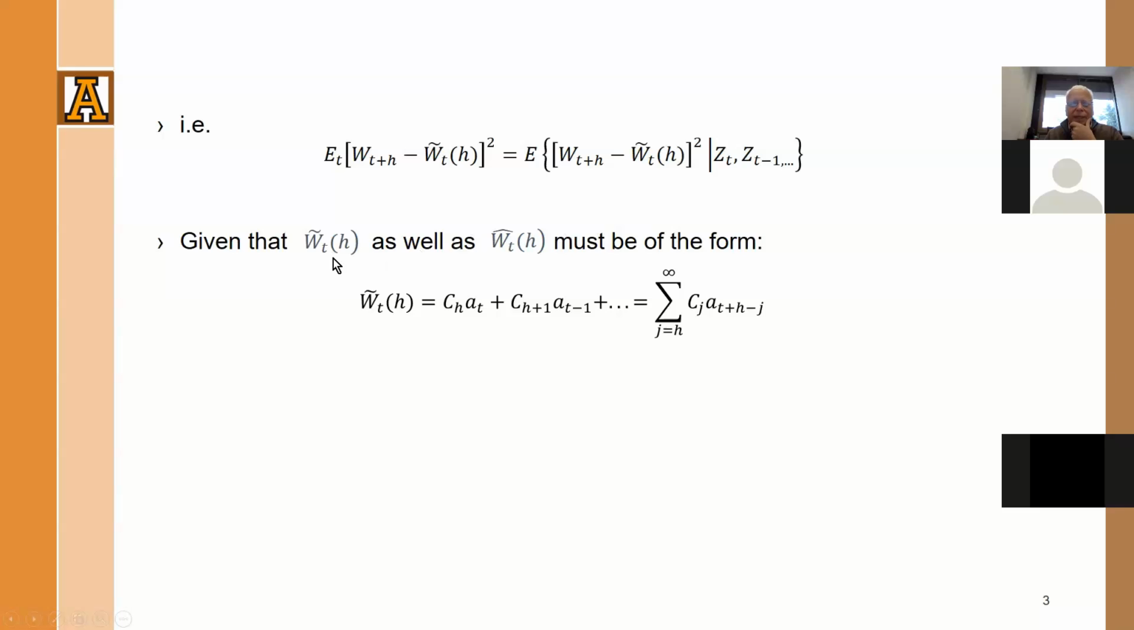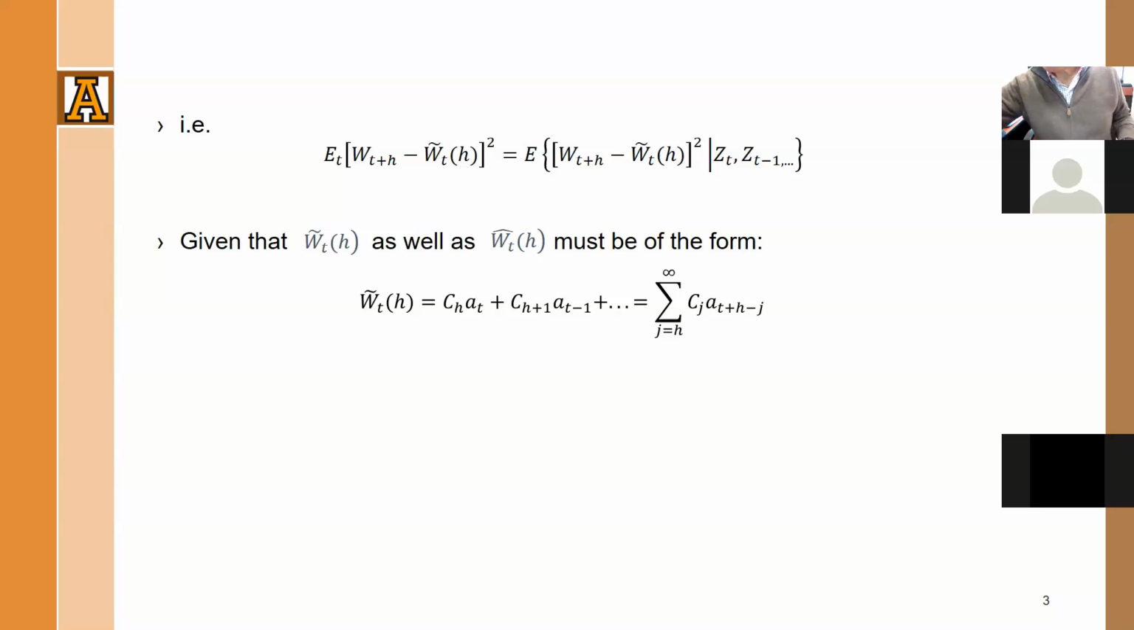Now, W̃_t and Ŵ_t(h) both have to be of the same form. Both are linear combinations of the W_t's, and therefore they are linear combinations of the a_t's, which is the white noise, right? a_{t-1}, a_{t-2}. So that's a general form for a forecast. That's a linear combination of prior observations, okay?